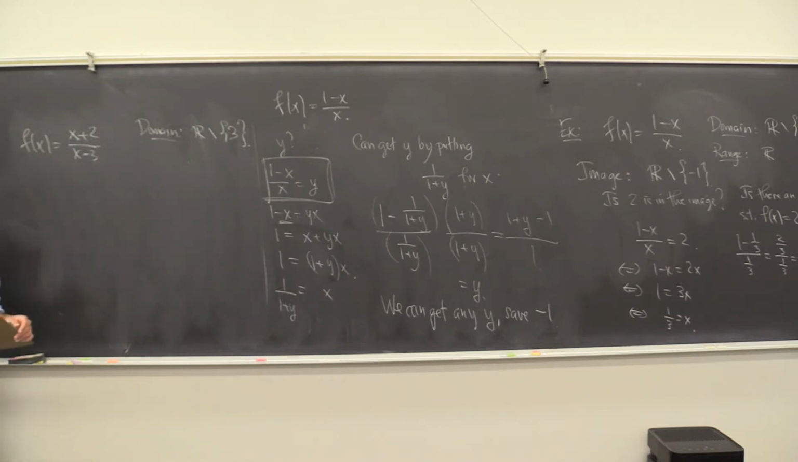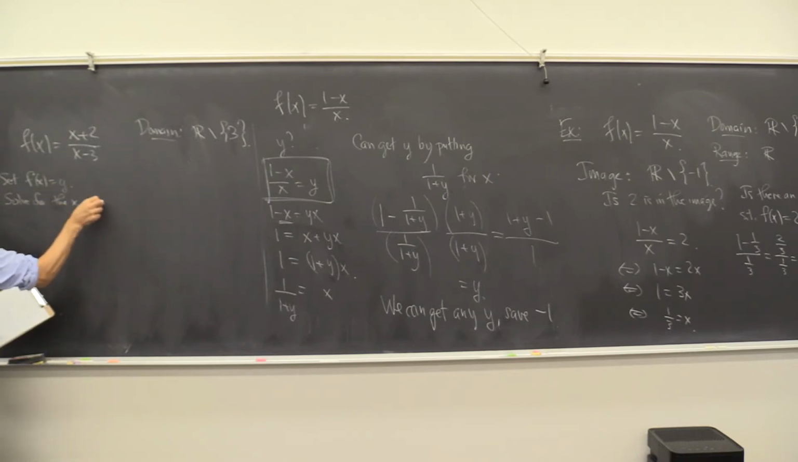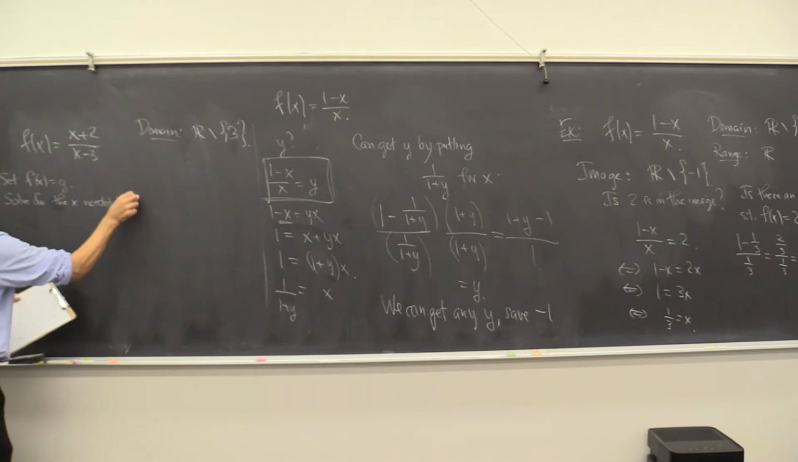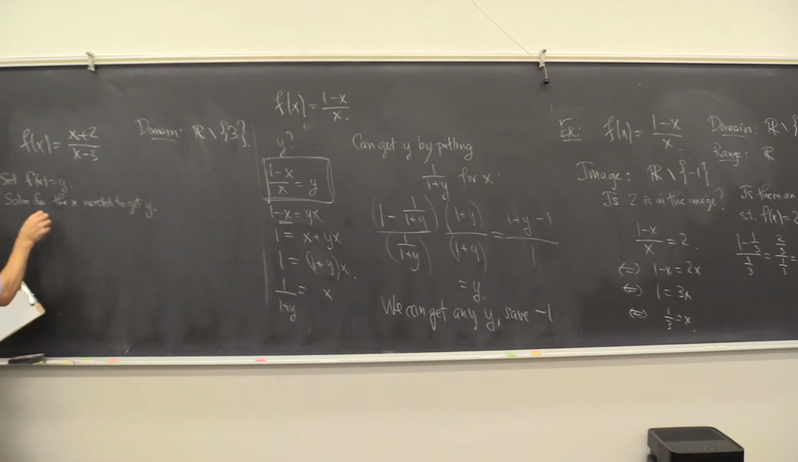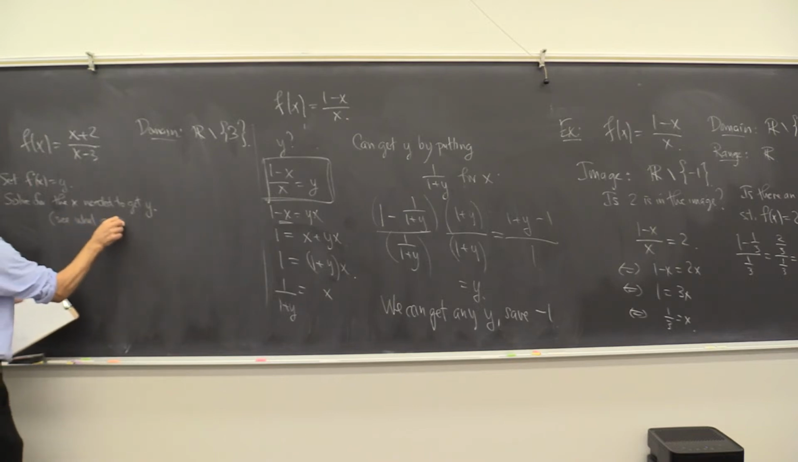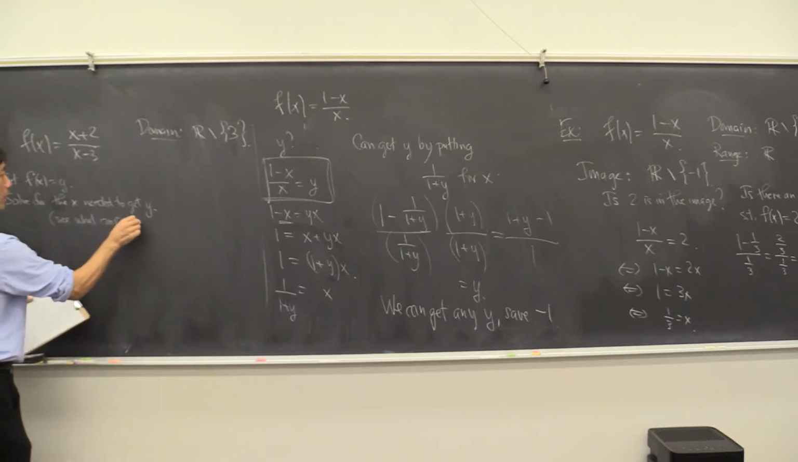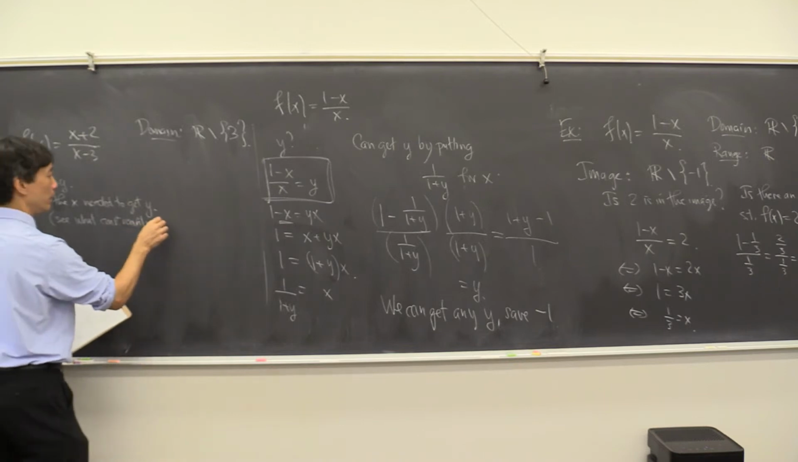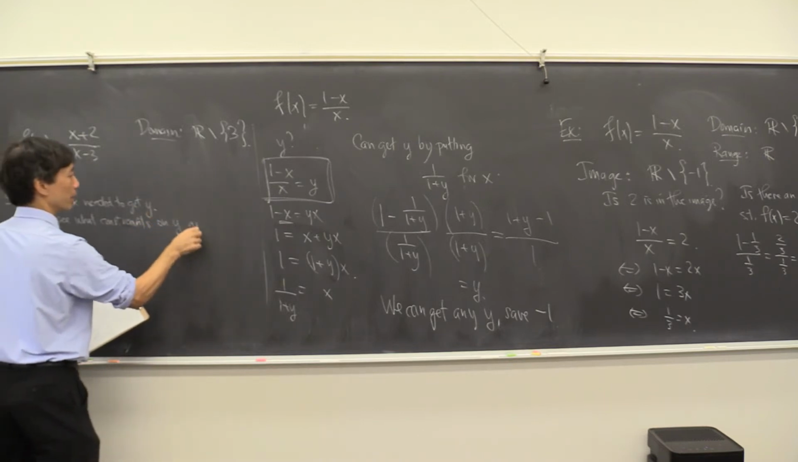And I want you to figure out the image. Okay, so same procedure, right? Set f of x equal to y, solve for x. Solve to find the x needed to get y, and see what constraints on y appear.